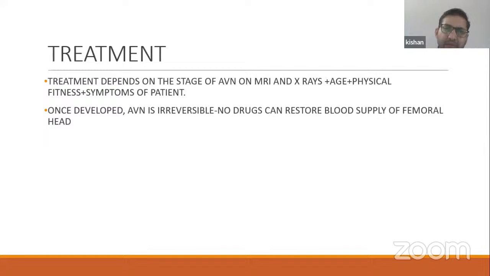Treatment depends on the stage of the AVN on MRI and X-rays, plus age, physical fitness of the patient, and symptoms of the patient. So treatment depends on these multiple factors, not a single factor. Once developed, AVN is almost irreversible. No drugs can restore the blood supply of the femoral head.